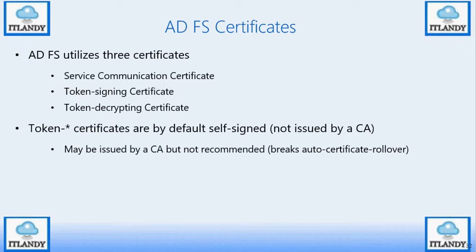Now, a note about the token signing certificate. If you opt for a CA issued certificate, auto certificate rollover will break. The ADFS service cannot control such a certificate request. Claims provider trusts or STS to STS trusts might need to be tweaked to not verify the CRL, as these are typically not exposed externally. This is an option available through PowerShell again.